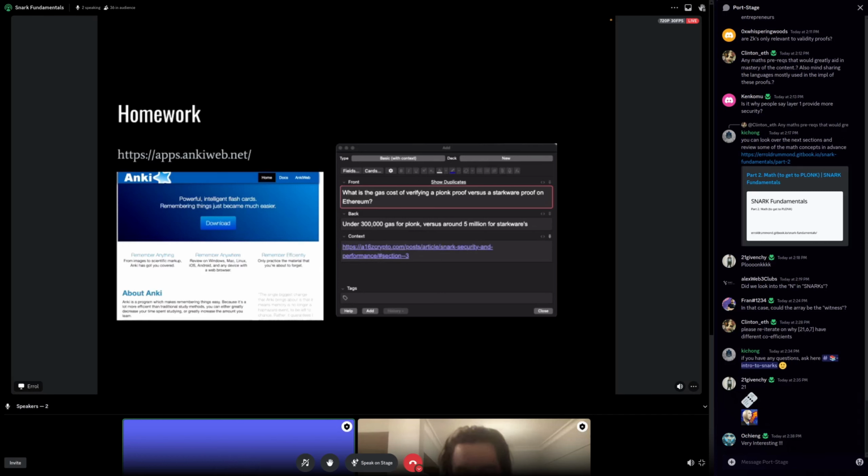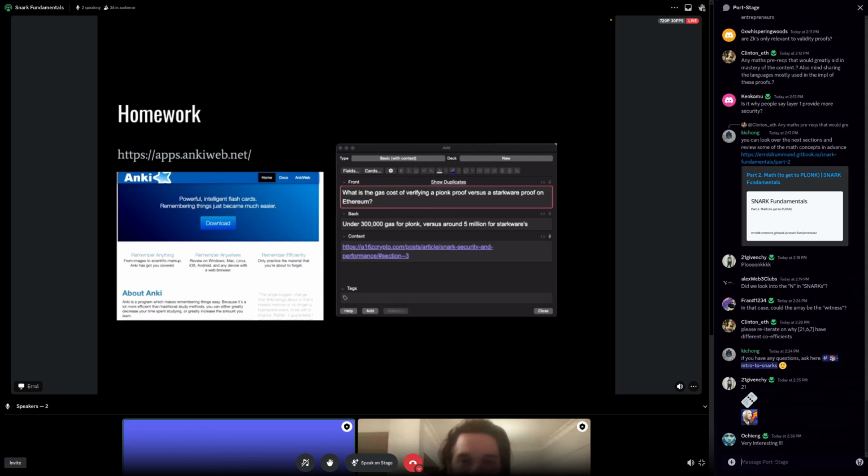So what does it look like to use Anki? You make flashcards. This is an example of me making a flashcard. On the front of the card, I ask, what is the gas cost of verifying a Plonk proof versus a StarkWare proof on Ethereum? And on the back, I put my answer. And then I also put some context for myself, in case I forget where I got this from or it's wrong and I want to go back and change it. When I review it, Anki will just show me the front of the card, and I'll have to try and remember the back.